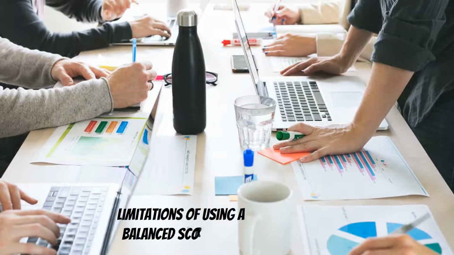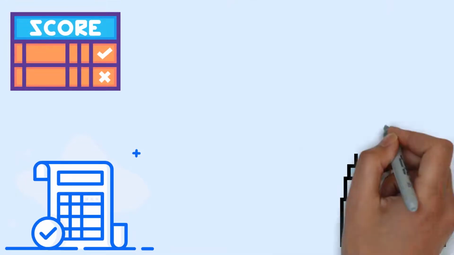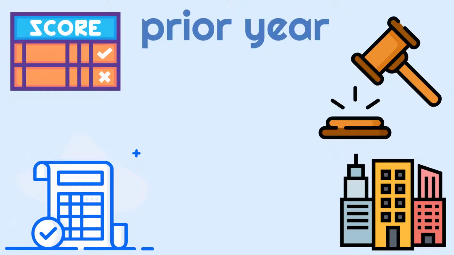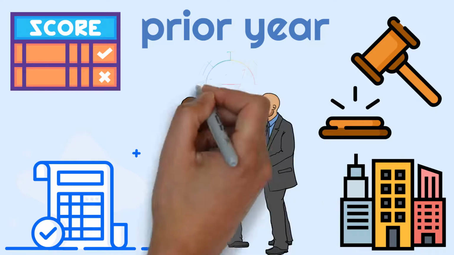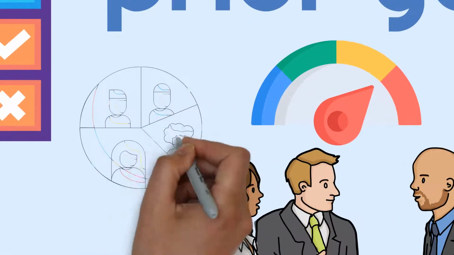Limitations of using a balanced scorecard. It is difficult to use the scorecards for comparison across the business units because each business unit has its individual scorecard. Scorecard evaluation is more effective when it is used to judge the progress of an individual business unit relative to the prior year or relative to its goals, rather than when used to compare a manager's performance with that of other managers or a segment's performance with that of other segments.